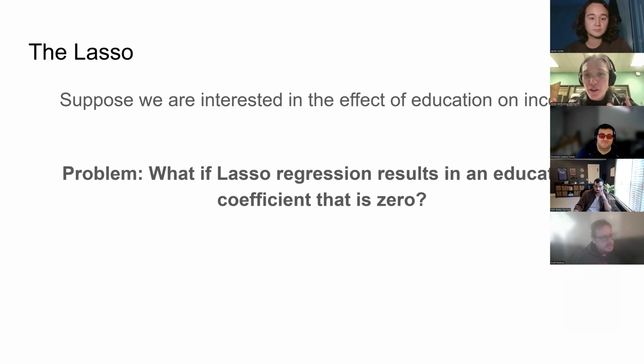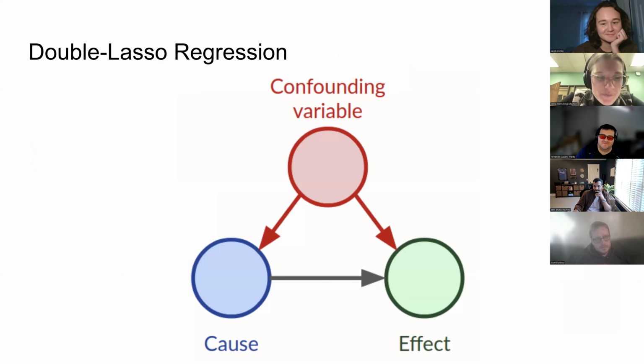So when there's a certain variable that we really want to test the relationship of that variable with our outcome variable, how can we make sure that we keep that variable in our final model such that it doesn't actually get reduced to 0 in this process? So the answer is we do 2 lassos instead of just one.